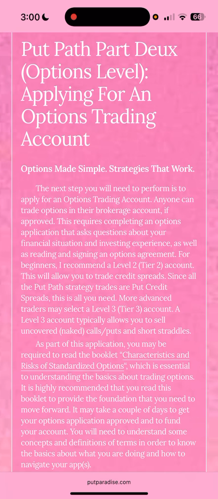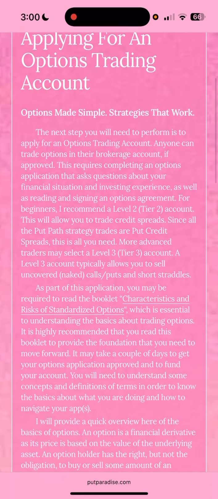Every broker is a little bit different. Trade is fairly detailed. Robinhood is probably the lowest barrier to entry, and Fidelity is going to be the most formal in their application. I recommend a level 2 or a tier 2 account. This is going to allow you to trade credit spreads, which is what we want to do here. It's really all you need. But if you wanted to get into more advanced trading, you would need a tier 3 or level 3 options account, which typically allows you to sell naked, uncovered positions, straddles, strangles, stuff like that.